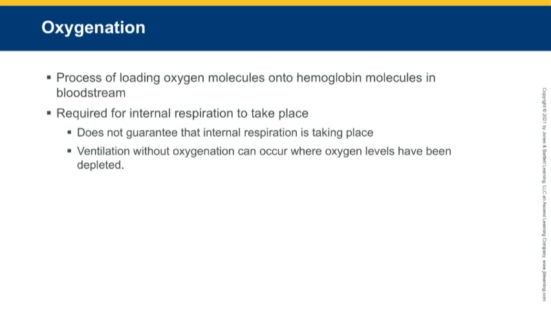Oxygenation is the process of loading oxygen molecules onto hemoglobin in the bloodstream. This step is crucial for internal respiration at the cellular level. However, ventilation does not always guarantee adequate oxygenation, as factors such as high altitudes, toxic inhalations, or medical conditions can impair oxygen absorption.